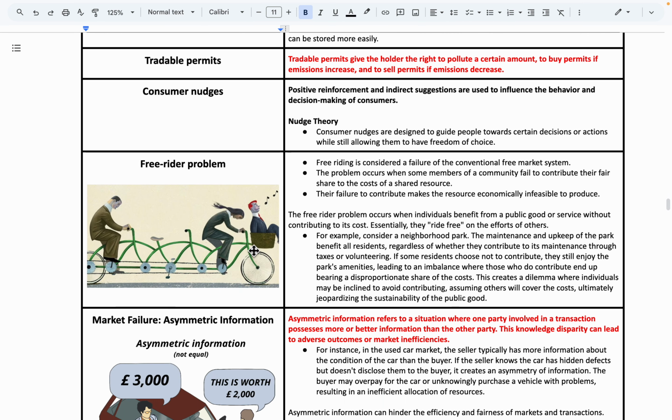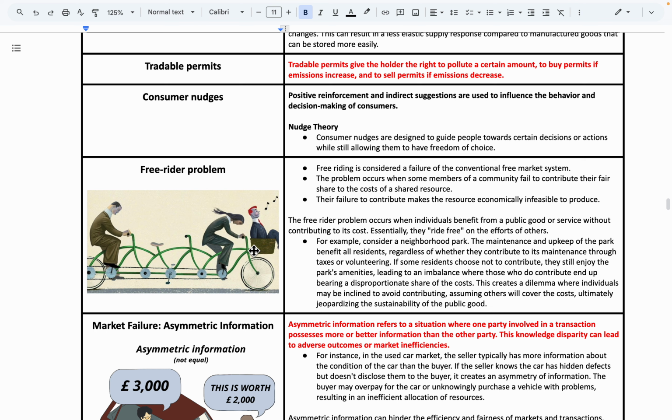Okay, and now let's talk about tradable permits. Tradable permits give the holder the right to pollute a certain amount. So to buy permits if emissions increase, and to sell permits if emissions decrease. So they're tradable. So you could trade it with countries. So this is, I'm pretty sure, most prevalent in the EU, where they can trade these permits, or amongst companies, firms as well.